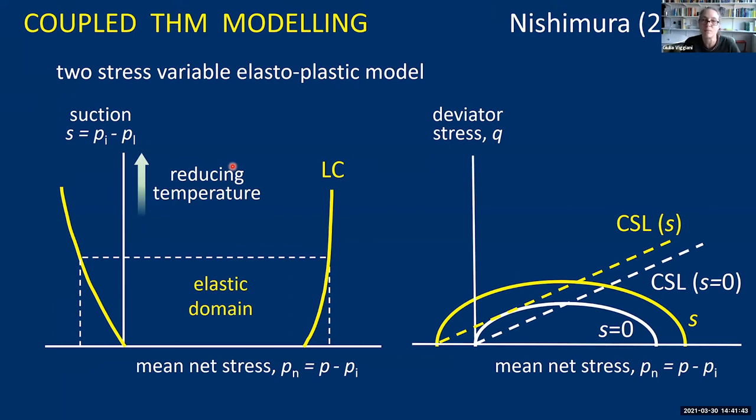This is one of them, the Shimura model proposed in 2009, where you have two stress variables that are suction, the difference between the ice pressure and the liquid pressure, and the mean net stress, the difference between the total stress and the ice pressure. And then you can look at how the elastic domain increases or shrinks with reducing temperature and increase in suction. Doesn't make any sense to go into the details.